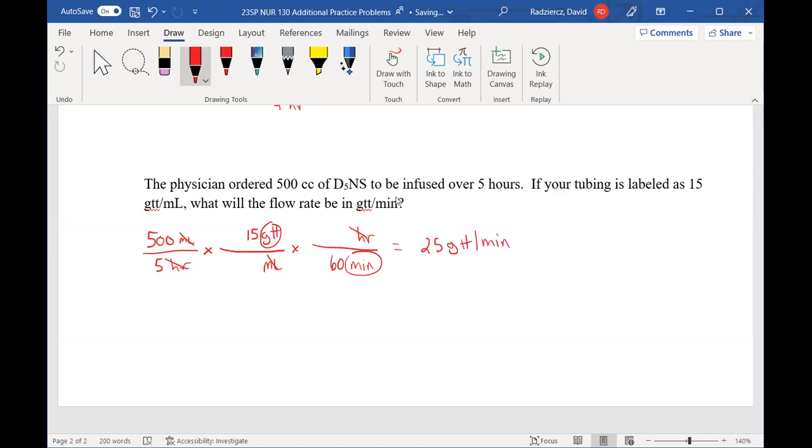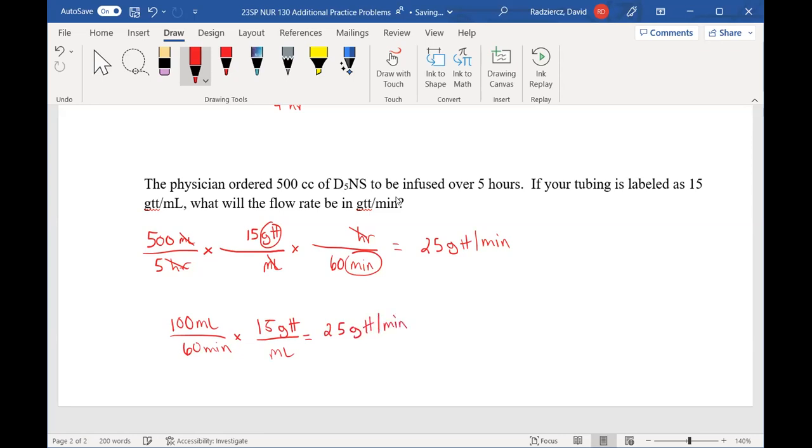The other thing I'll say about this particular question is that you can do some things to help create a shorter process. So 500 milliliters over 5 hours, that's the same thing as 100 milliliters per hour, right? And then 100 milliliters per hour, 1 hour is 60 minutes times 15 drops per milliliter. 100 times 15 divided by 60, and we get the same answer, 25 drops per minute.